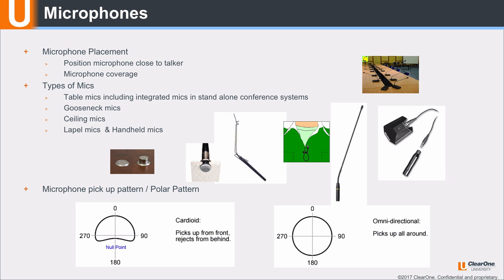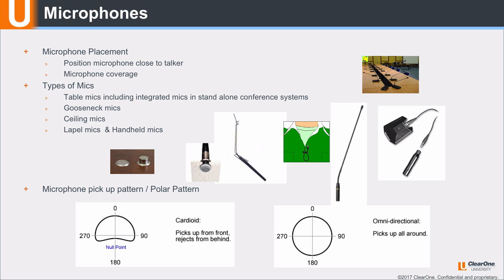Unidirectional mics pick up sound predominantly from one direction. This includes cardioid and hypercardioid microphones. Cardioid means heart-shaped, which is the type of pickup pattern these mics use. Sound is picked up mostly from the front, but to a lesser extent the sides as well.